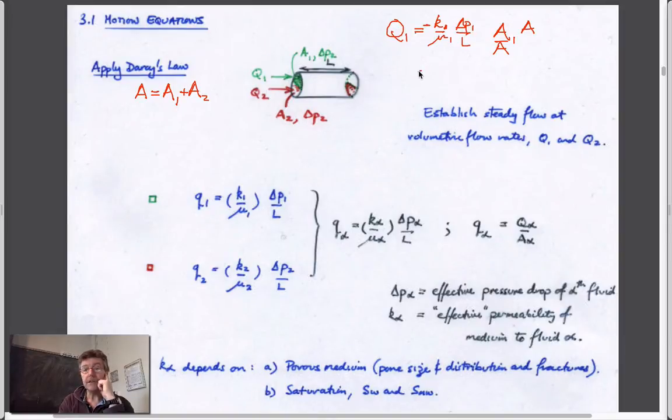And so now, if I write this out, again, it's the volumetric flow of fluid 1. It's equal to the permeability, no, sorry. Let me write the area first. Let me write the ratio of A1 over A, the permeability to fluid 1, and I guess the pressure gradient over length.